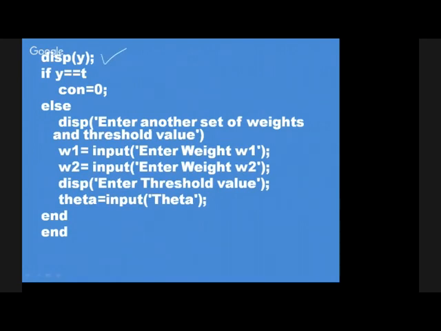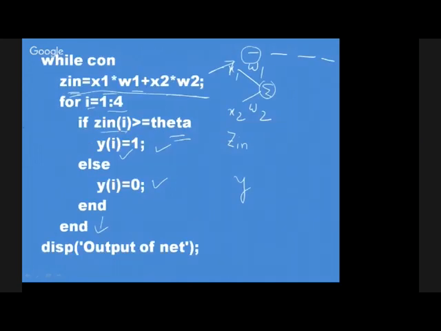After that we have to check, right? That is, if y is equal to t, whether it is equal to t or not. If it is equal to the target, then automatically our training is completed. Then we'll say con equal to 0 and it will come out of the loop. And if it is not equal to the target, then again another set of weights we will give, that is the threshold value, and again enter w, enter the threshold and theta, and again it will come to this loop and the operation will keep going on.